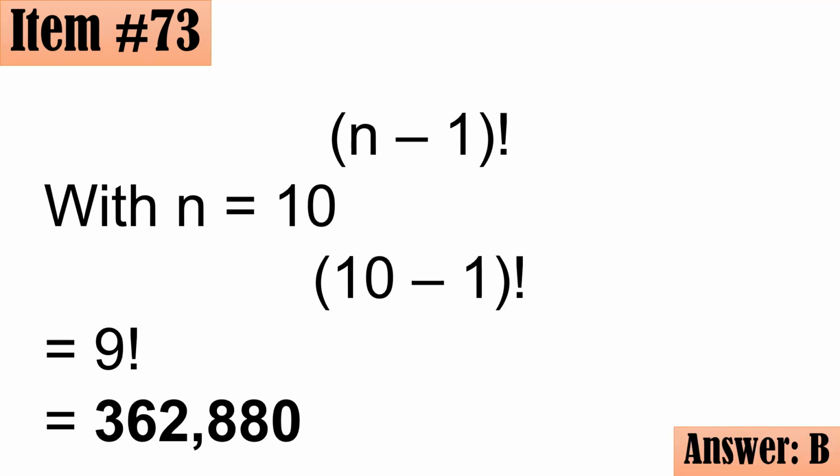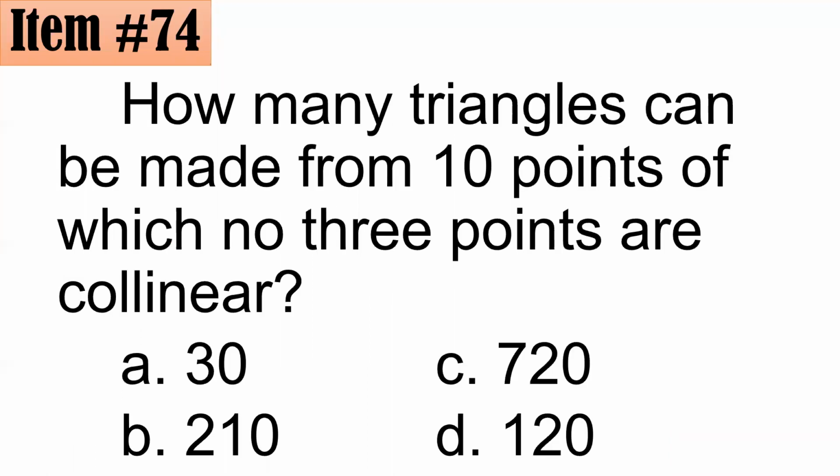All right. By the way, I think this item is a start of the combinatorics part. All right. Let's move on to 74. I hope it's clear with us. How many triangles can be made from 10 points, of which no 3 points are collinear? Is it 30, 210, 720, or 120?